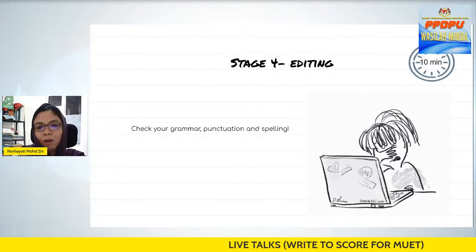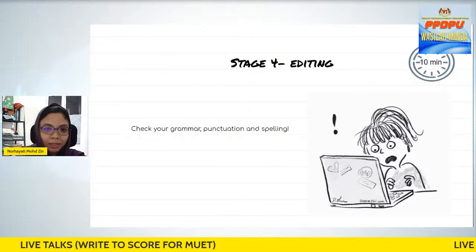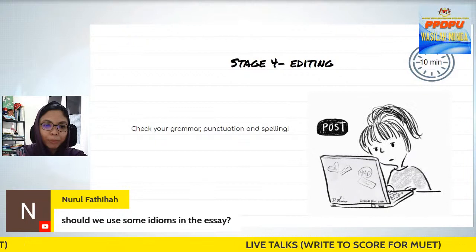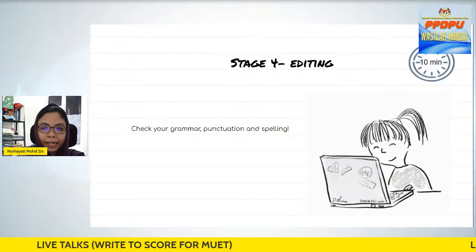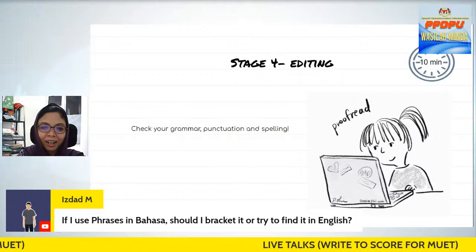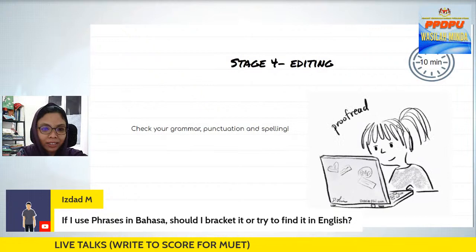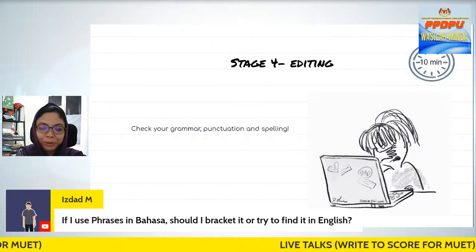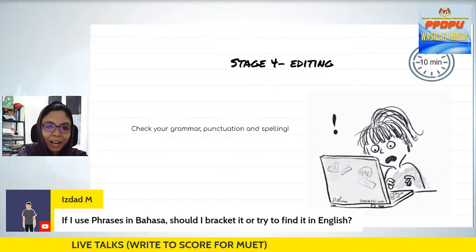Any other question that you want to ask? Should we use some idioms in the essay? You are allowed to use idioms, but make sure that you know the meaning of the idioms. Make sure that it is in context, because sometimes you just simply put in idioms and you think you will get extra marks. You won't. You will only get extra marks if the idioms and the essay go hand in hand. The meaning is there, the context is there.